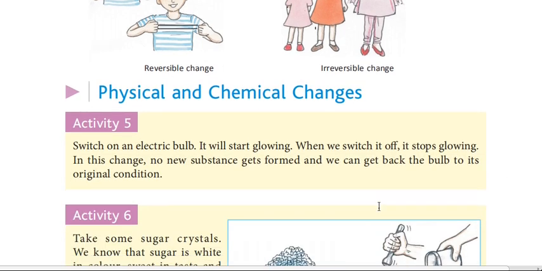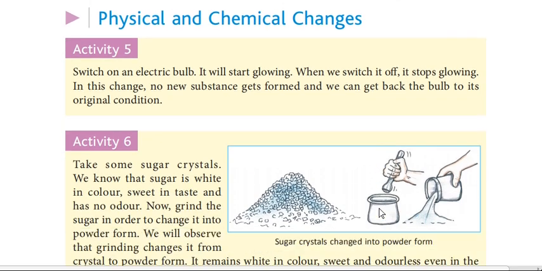See, one activity is given here. Take some sugar crystals. We know that sugar is white in color, sweet in taste, and has no odor. But if we grind it or change it into powder form, we will find that there is no change in the taste of the sugar particles. It remains white in color, sweet in taste, and odorless. So it is a physical change.